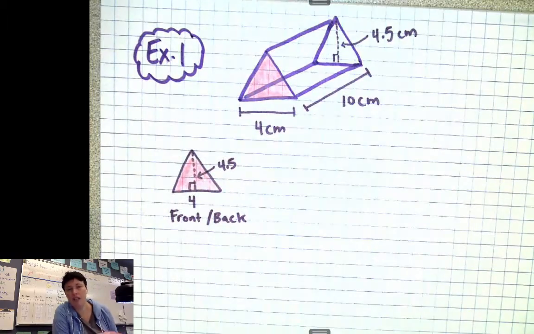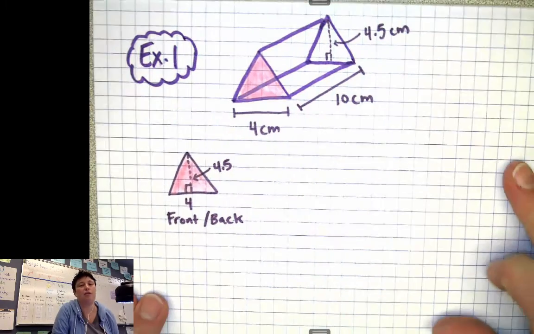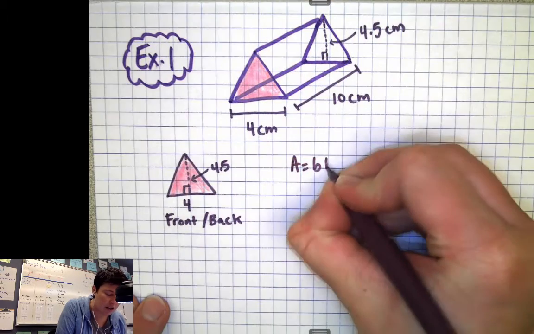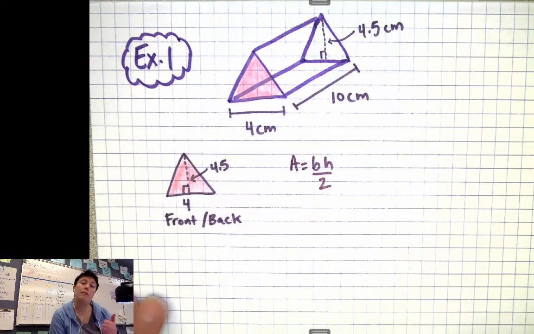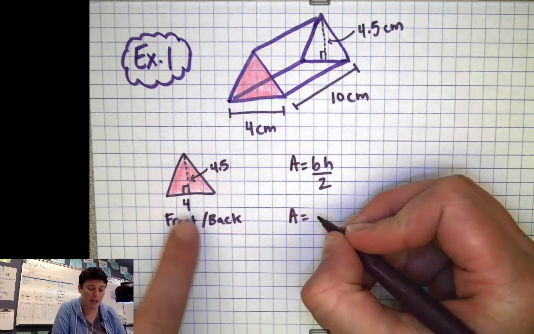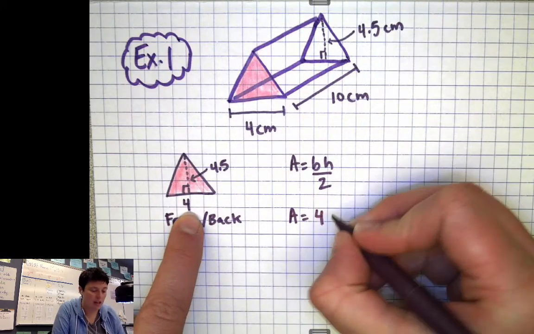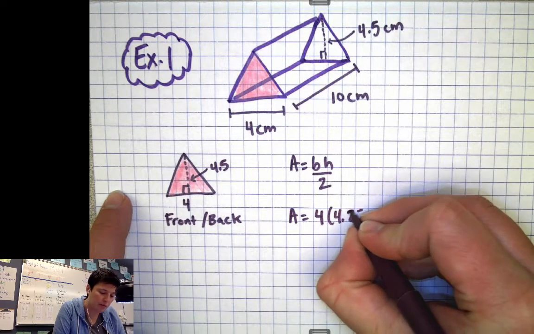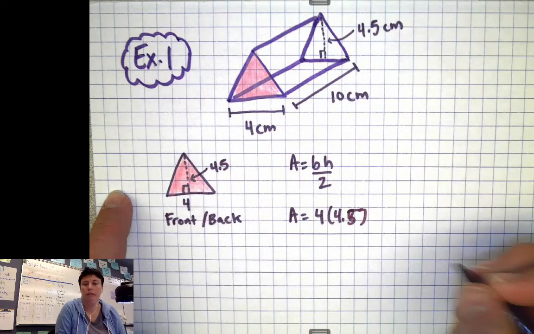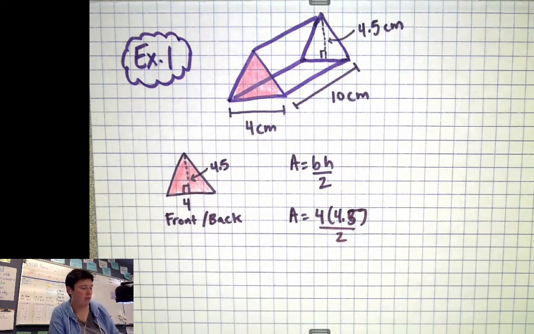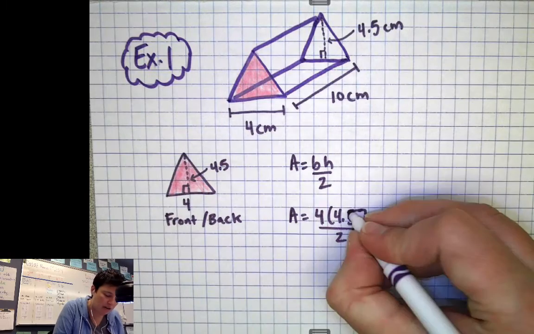Now we're finding surface area. So I got to find the area of this triangle. I'm going to do area equals base times height divided by 2. I'm going to write my formula, and then I'm going to do area equals base, which is 4, times height, which is 4.5, and then we'll divide by 2. It's a bad looking 5, I'm sorry you guys. Maybe I can write in a darker marker here.